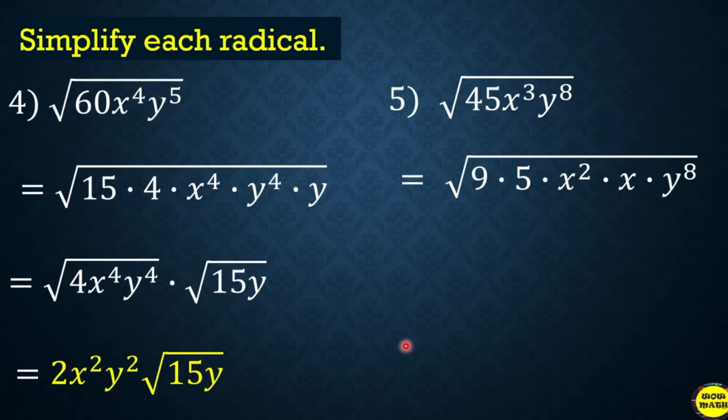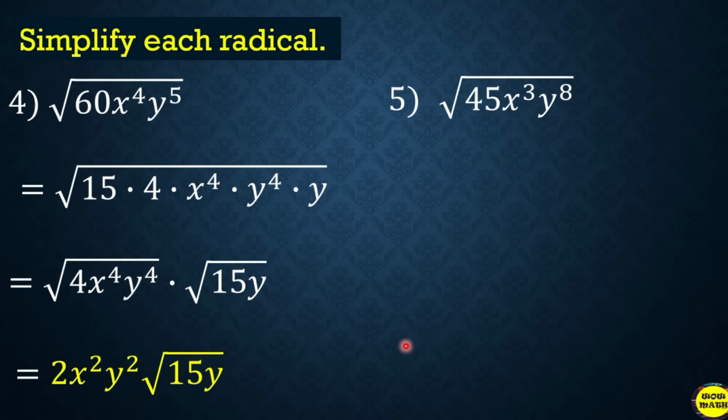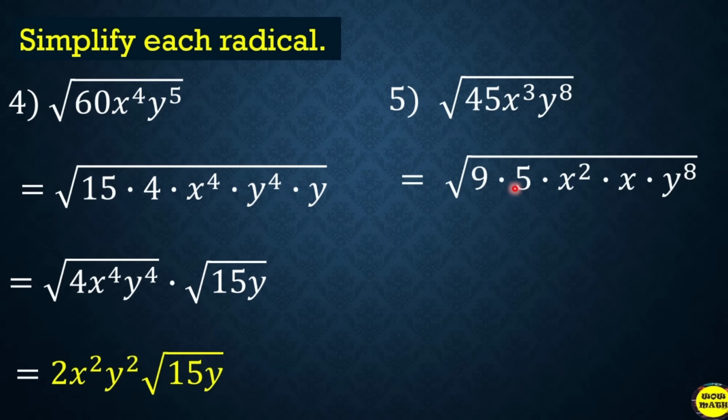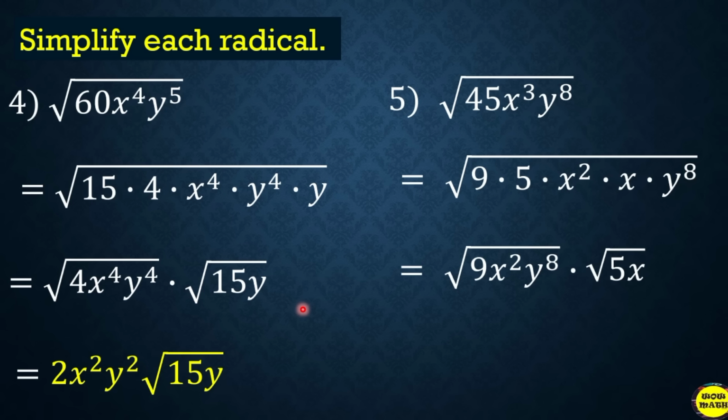Another, we have square root of 45 x cubed y to the 8th power. Okay, so ang 45 we can express as 9 times 5, di ba? And then si x cubed, since index natin dito ay 2, pwede natin i-express ng ganito: x cubed ay x squared times x. Si y to the 8th power, since even na siya, pwede natin i-divide yan sa 2. And then pagsamahin natin yung pwede natin ma-remove: si 9, si x squared, at si y to the 8th power. Kaya sila magkasama. Si 5, si x, hindi natin sila ma-remove sa loob ng radicand.